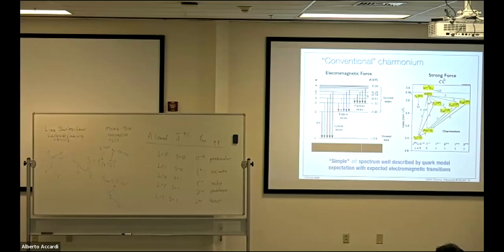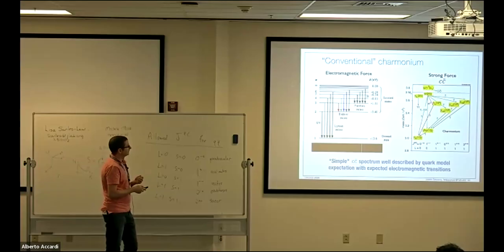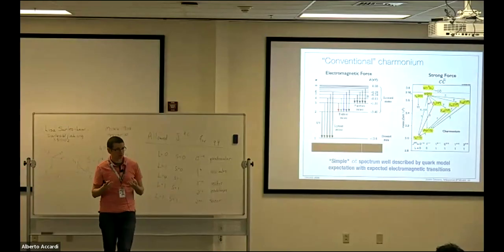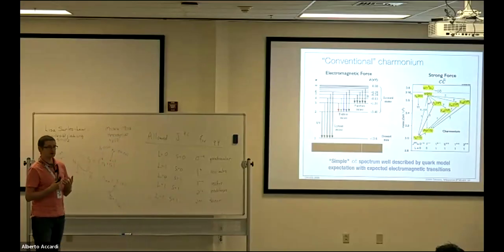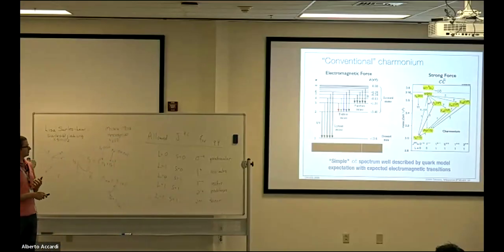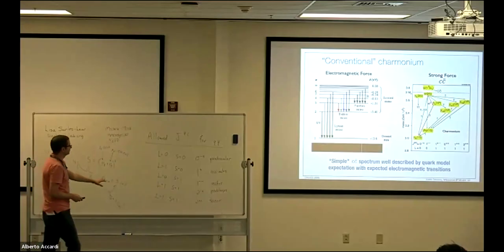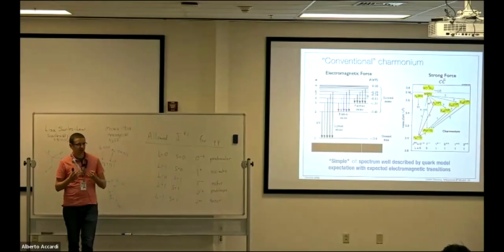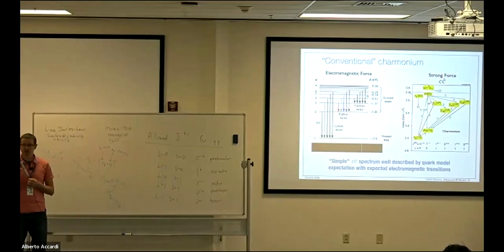So this was a really nice connection between the strong force and the electromagnetic force. We could look at these simple states of charm, anti-charm, and describe them with regular, conventional quantum numbers. They're all predicted, they're all allowed JPCs for a charm anti-charm system, and they can be described by this simple picture of a quark anti-quark system and emissions of photons that take us from excited states to the ground state.